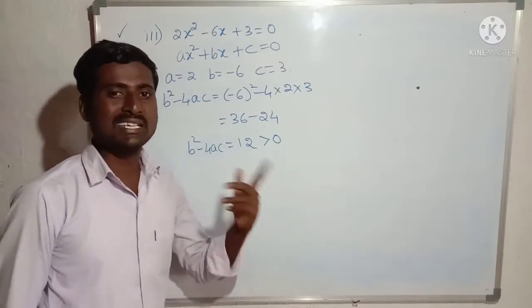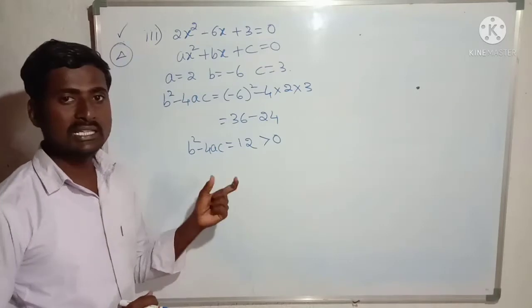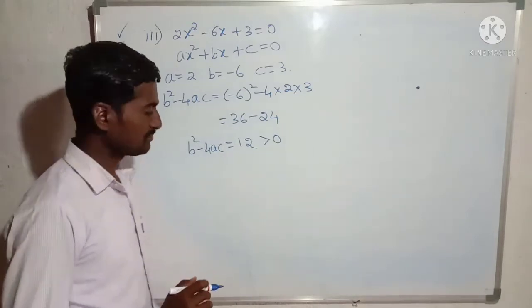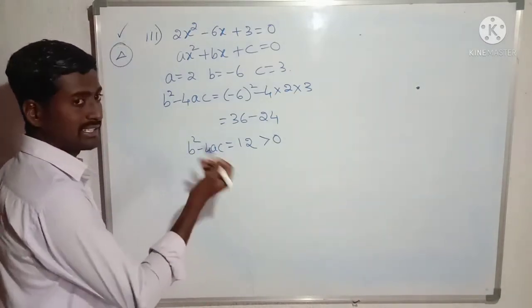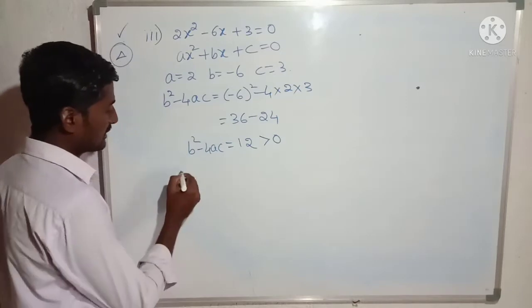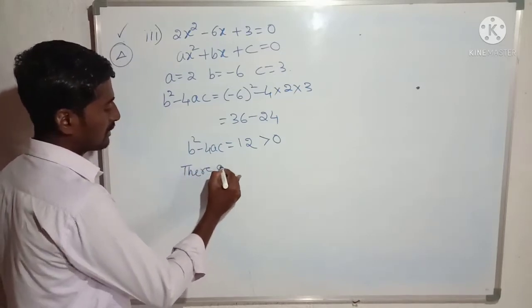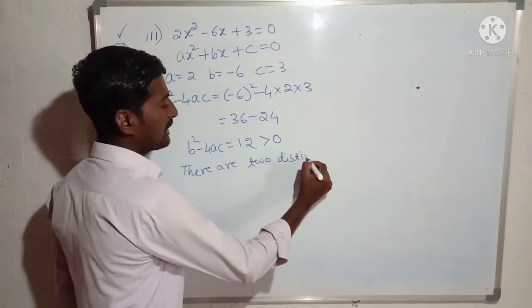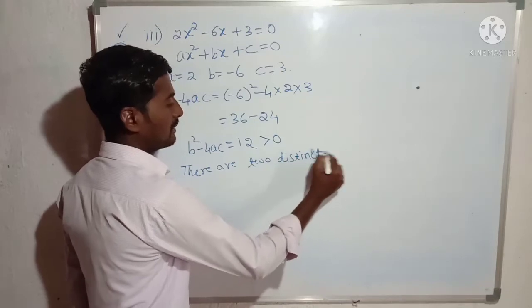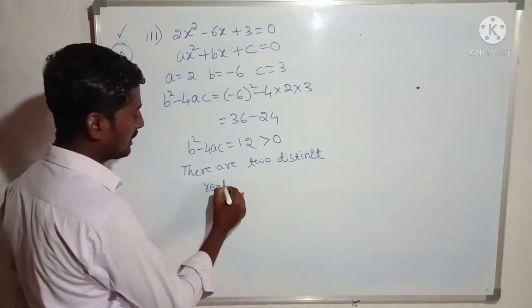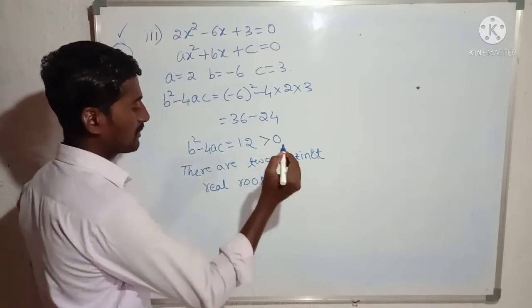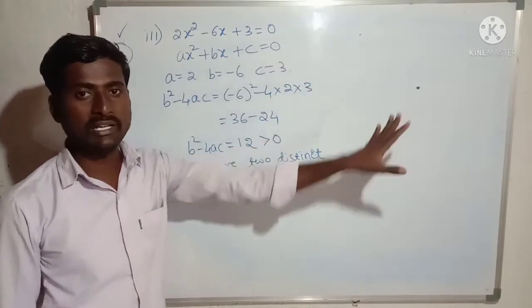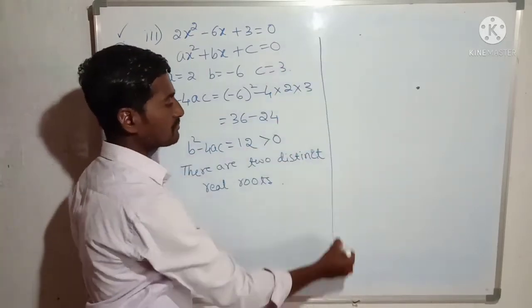Now what can we say about the roots? So here there will be two distinct real roots because the discriminant is greater than 0. Two distinct means different, distinct real roots. Here the roots exist, which means the roots are real. We can find them, so again the same procedure.